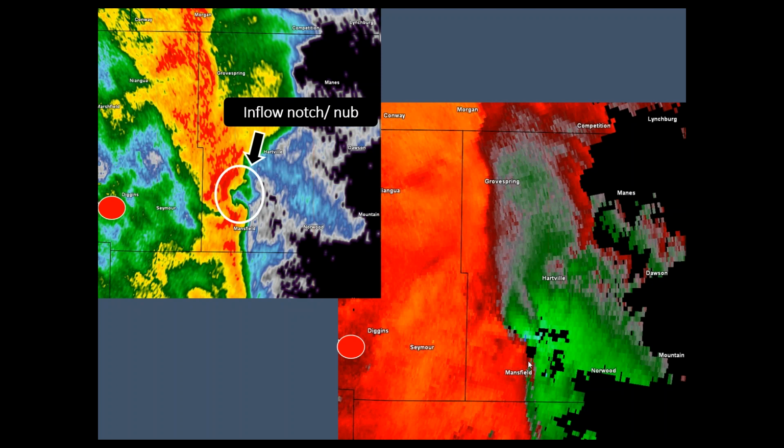If you were to look at it from a velocity perspective, here's what you're seeing. You're seeing that area north of Mansfield, where you've got your inbounds and outbounds. You've got a little couplet here. This is your problem zone, just north of Mansfield. And this is what they call a mesovortex.